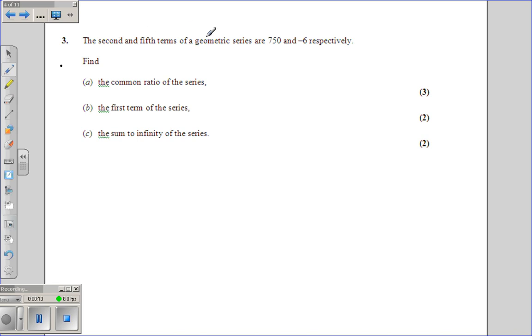It says the second and fifth terms are this and this, i.e. the second term is this and the fifth term is this. We have to find the common ratio, which is R, and the first term, which is A. Here we're going to do these 2 bits together to get our 5 marks. It's going to be a case of simultaneous equations. We just need to make sure we set them up correctly.